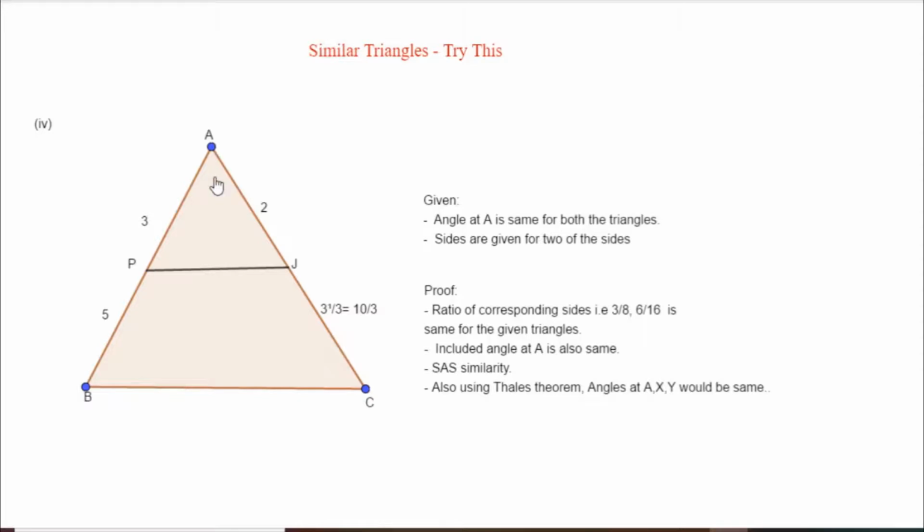So one angle is the same and the lengths of two of its sides for both the triangles are given. Let us apply SAS similarity criteria for these two triangles to find out whether they are similar or not. So to find the corresponding sides of the triangles ABC and APJ, take the sides AP and AB. If you take their ratio, AP by AB would be 3 by 8.